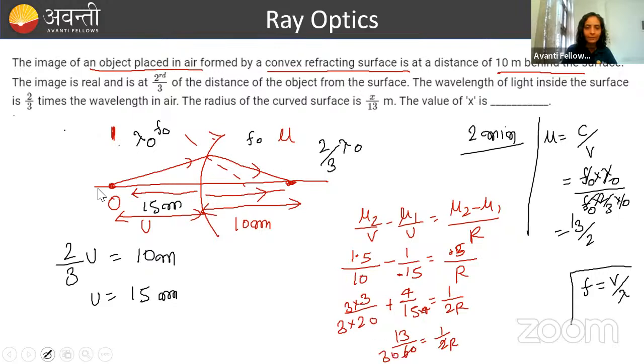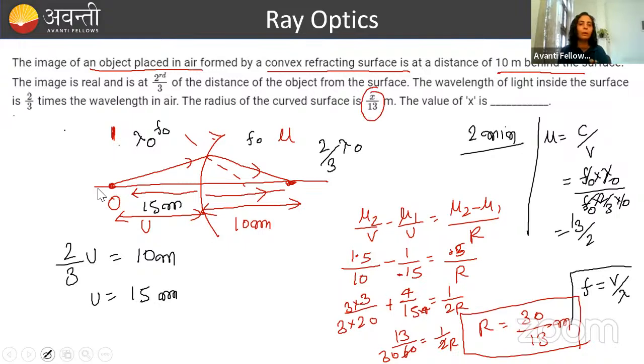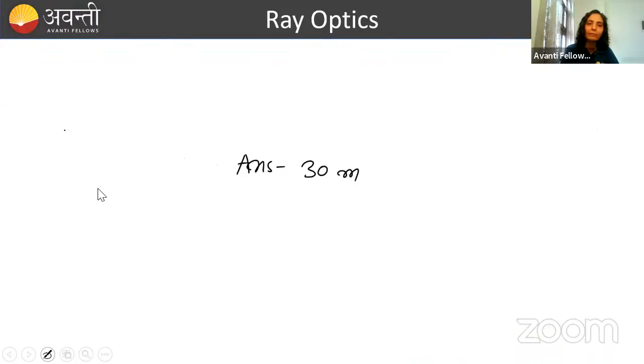2 will cancel with 60, and it becomes 30. So the R value will be equal to how much? 30 by 13, right? This is R. So this is the value, and in the question it is given as x by 13 meter. So x value will be how much? 30. So the correct answer will be 30.